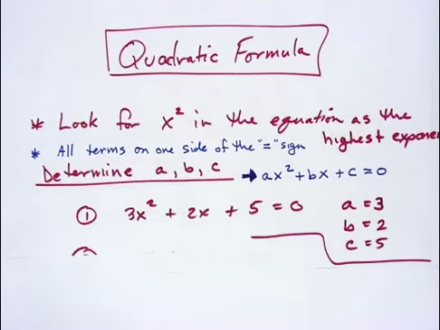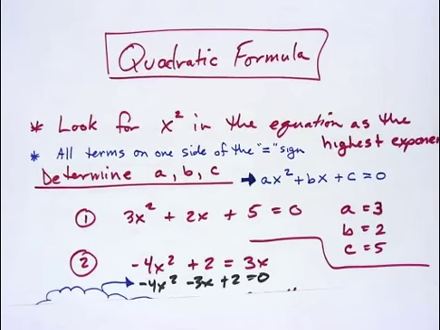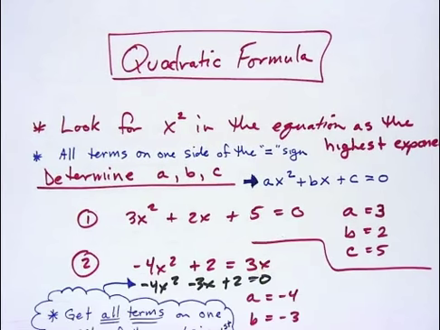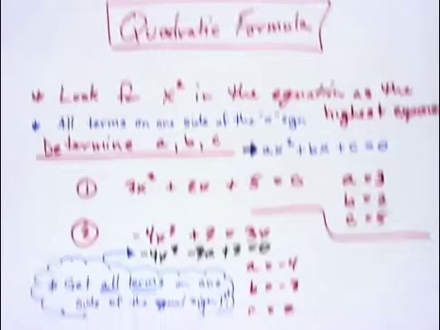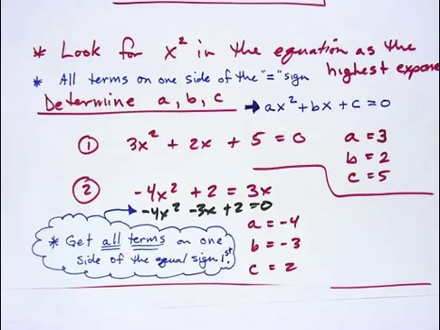So next, let's see another example that doesn't start out as nice. Let's say I have 4x squared plus 2 equals 3x. Well, the problem with this one is that they're not all on the same side of the equal sign. So if I subtract 3x from both sides, I'll get this new equation, negative 4x squared minus 3x plus 2 equals 0. Okay? So again, it's important to make sure you get all the terms over to one side of the equal sign, then you can decide what a, b, and c are. I find that some people try to not arrange the equation and you end up making small mistakes, and that's one of the first places you'll make a mistake when trying to solve a quadratic equation.